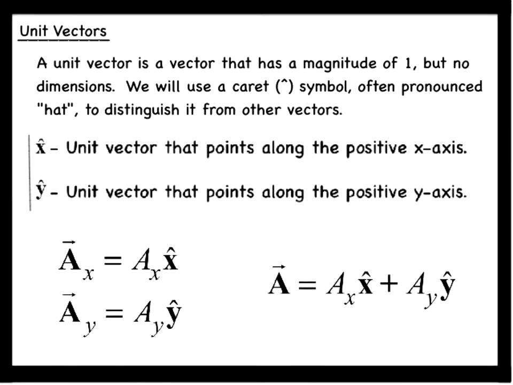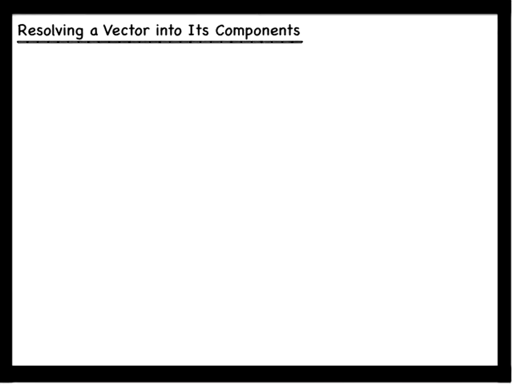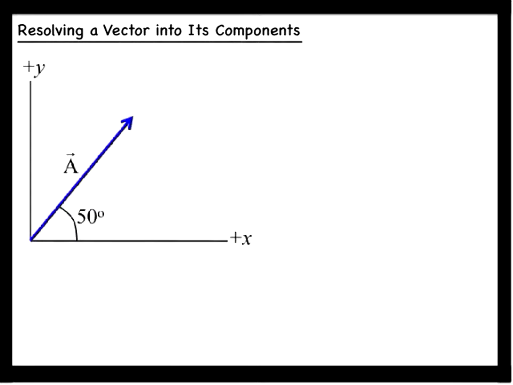If we know the magnitude and direction that an arbitrary vector points, then we can resolve or break the vector down into its x and y components. This will be an important technique in adding multiple vectors, as we will see in the next section. For now, let's illustrate the resolving process. Consider a vector A of magnitude 125 meters directed at 50 degrees above the positive x-axis. Find the x and y components of this vector.